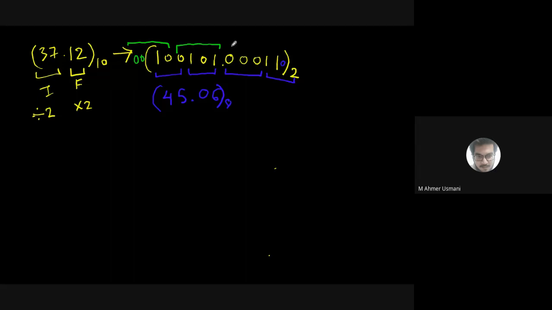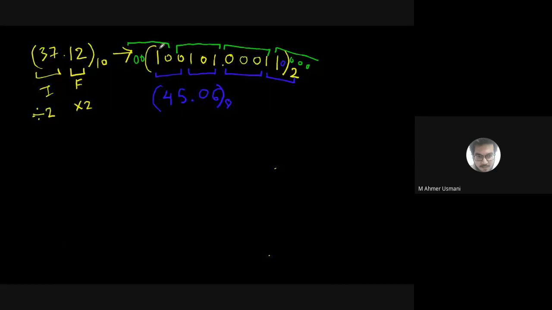On the right hand side, on the fractional part, I'll again make a group of 4. So the group of 4 is this one. This one is remaining alone, so how many extra zeros do I need to add? 1, 2, 3. I need to add 3 extra zeros. Okay, so tell me the number.